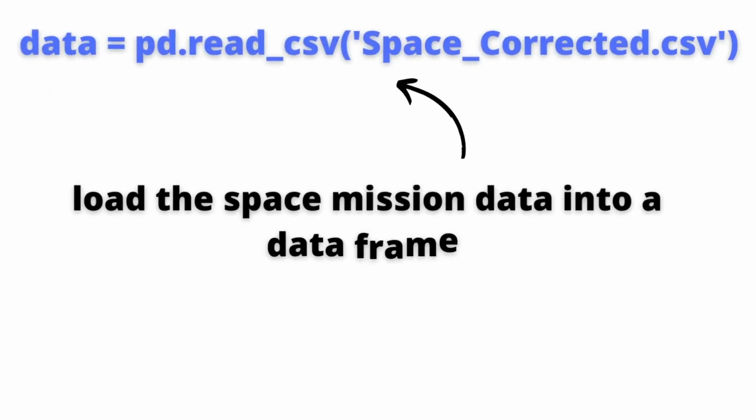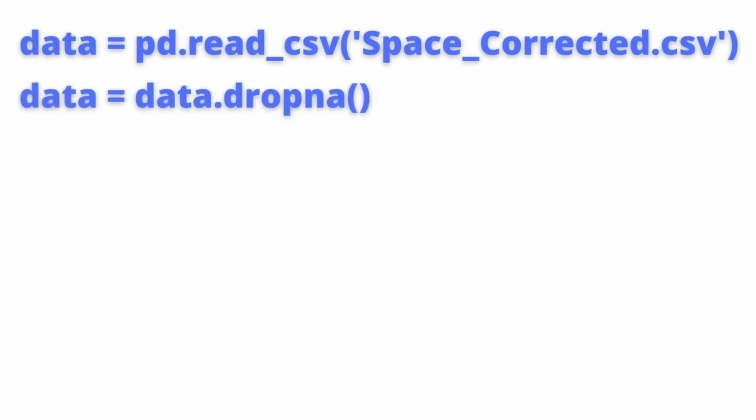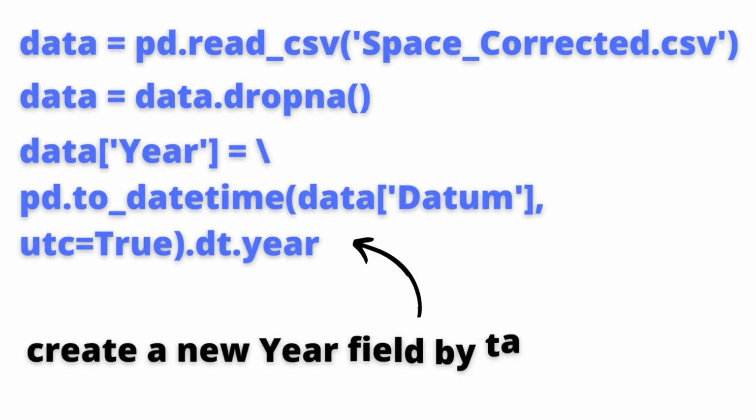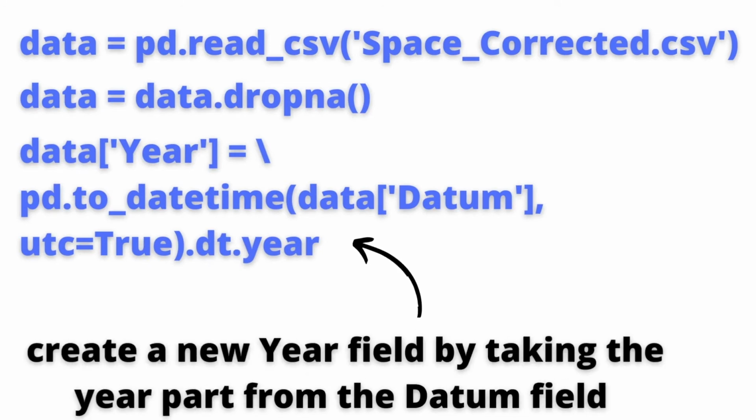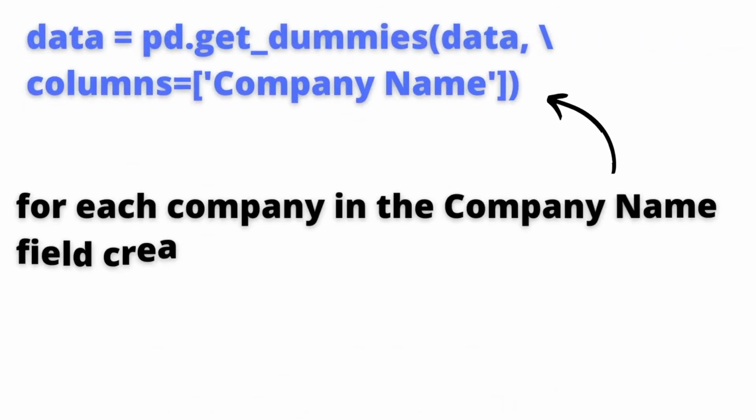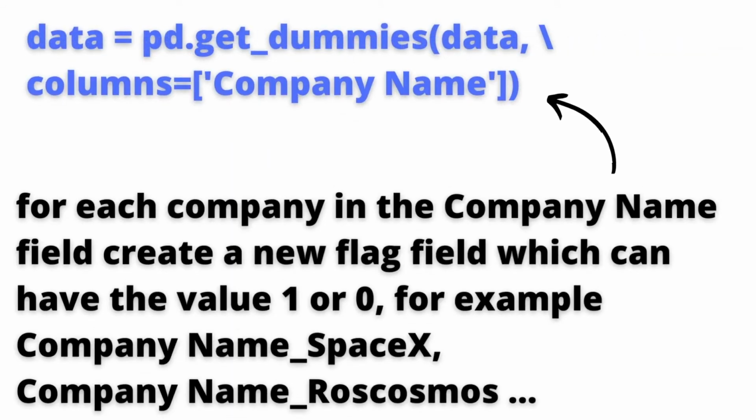We read the space mission CSV data into a data frame and remove any data records with null values. We create a new year field by taking the year part from the datum field. For each company in the company name field, we create a new flag which can have the value 1 or 0. For example, SpaceX is a company in the company name field, and we create a new company SpaceX field.